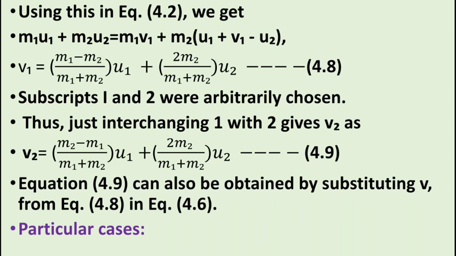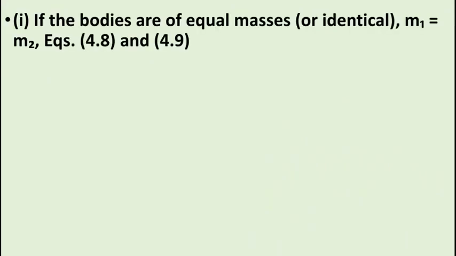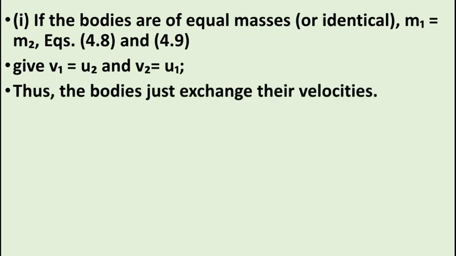Next one is particular cases. First, if the bodies are of equal masses or identical, m1 is equal to m2, equations 4.8 and 4.9 give v1 is equal to u2 and v2 is equal to u1. Thus, the bodies just exchange their velocities.